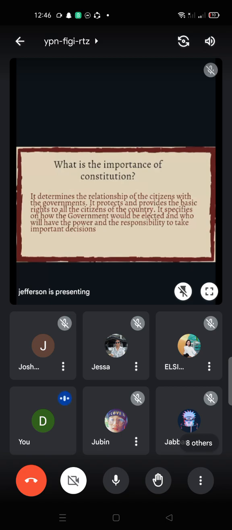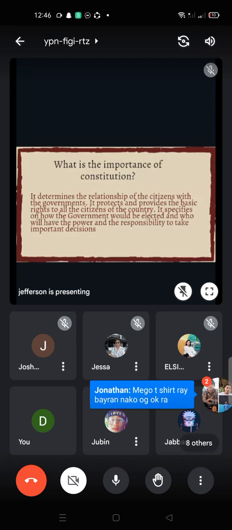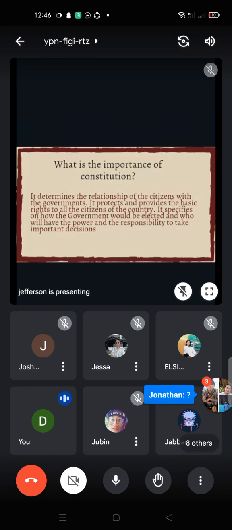What is the importance of the Constitution? It determines the relationship of the citizens with the government. It protects and provides the basic rights of all the citizens of the country. It specifies how the government would be elected and who will have the power and the responsibility to take important decisions.